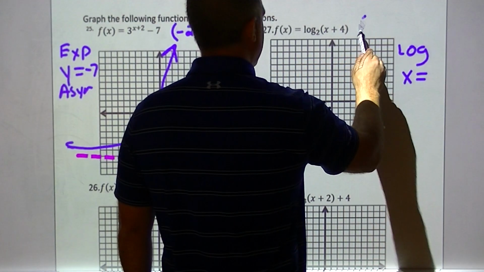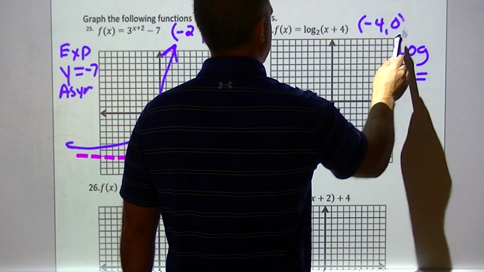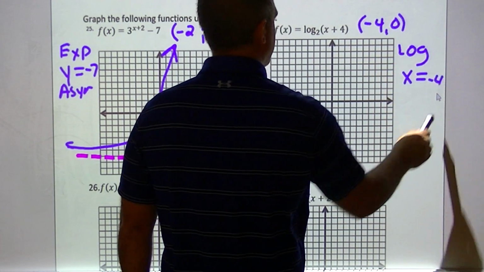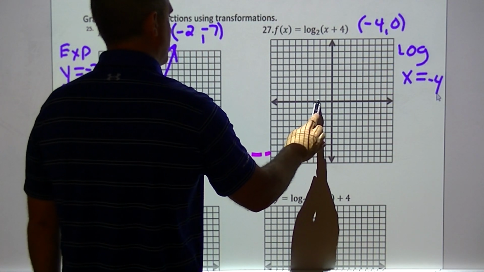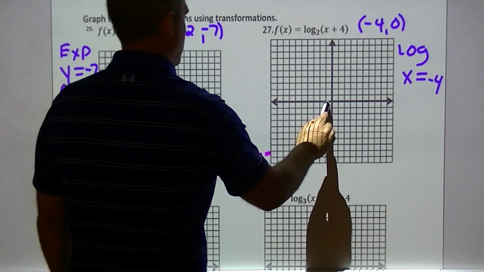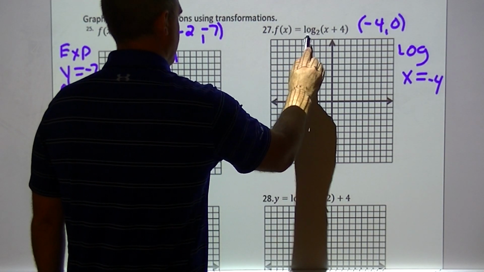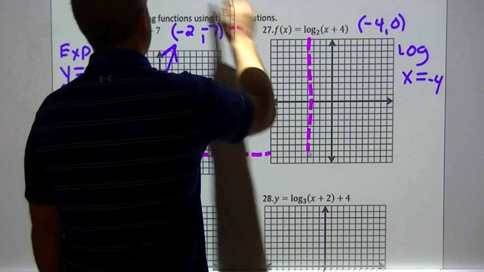Contrary, my anchor point here is negative 4, 0. So my asymptote is going to be x equals negative 4, which is 1, 2, 3, and 4. 1, 2, 3, and 4. So it would be right like this.